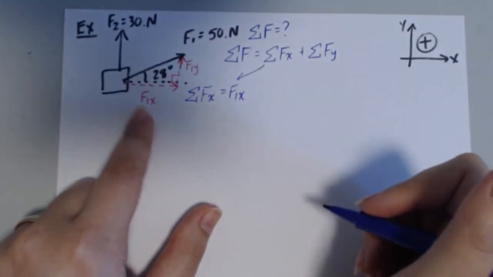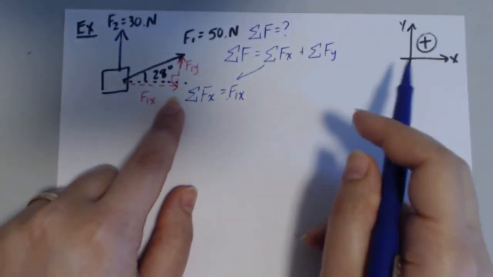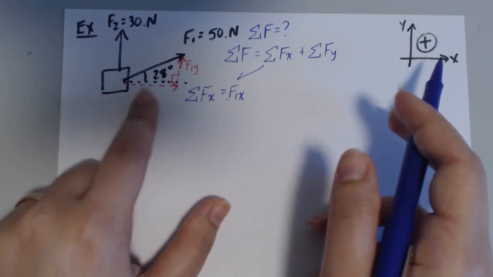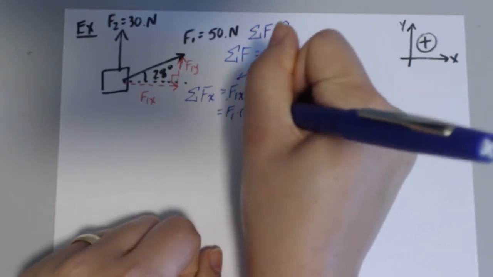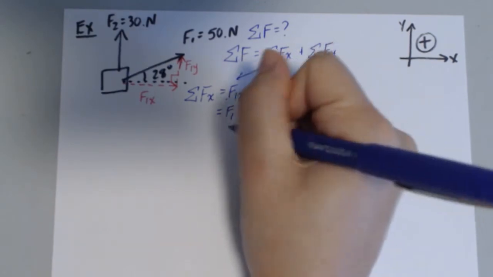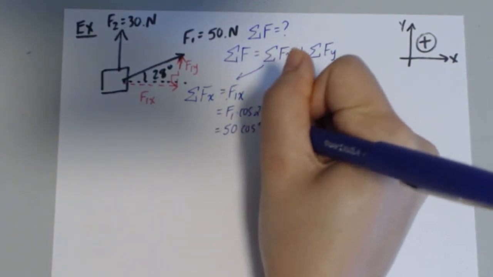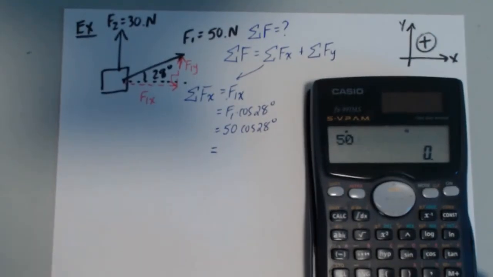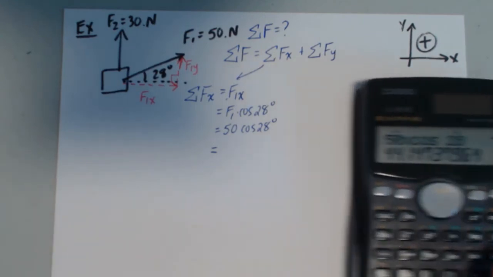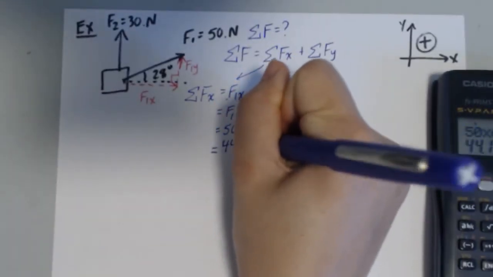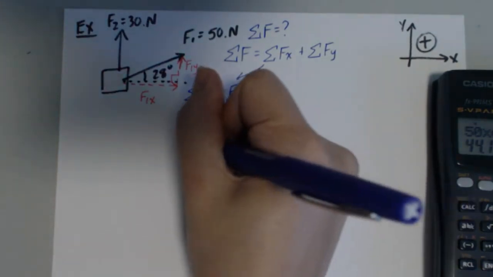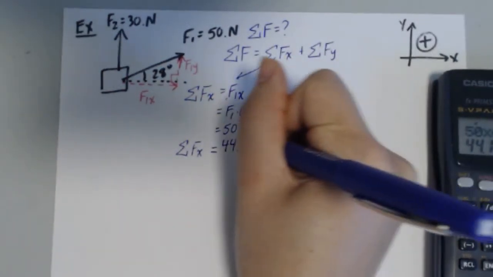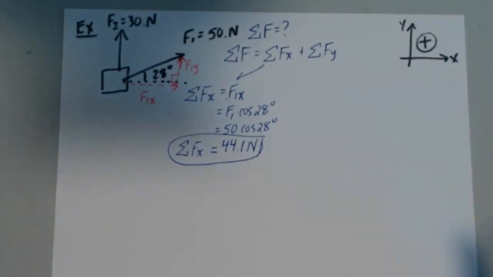Okay, and F1x is going in the positive direction, so I can leave it as positive, right? Positive is going to the right. And it's the bottom of my right angle triangle. It's adjacent to the 28 degrees, so that's going to be equal to the hypotenuse times cosine of 28 degrees. Okay, so F1 is 50, so that's 50 times cosine of 28 degrees. Grab your calculator, 50 times cosine of 28. 44.1. All right, so 44.1 newtons is the sum of Fx. Actually, let's put that in a circle because that's not our final answer.